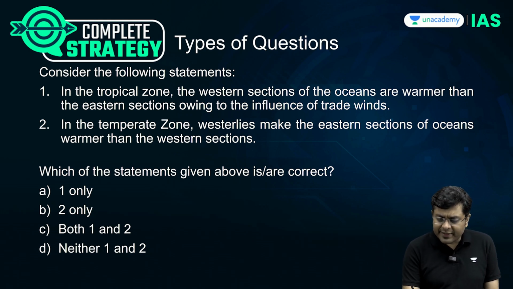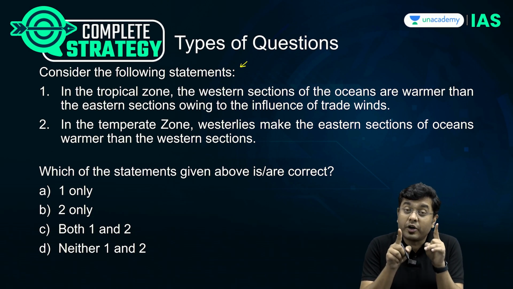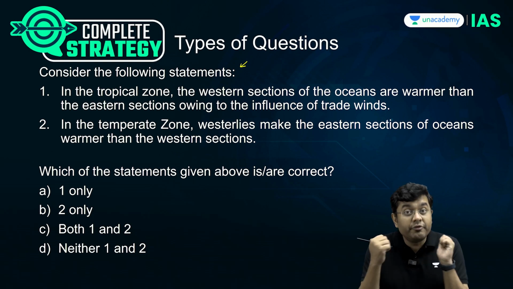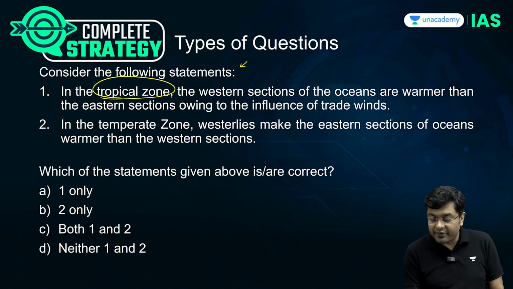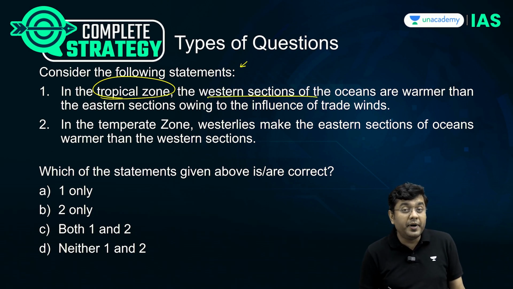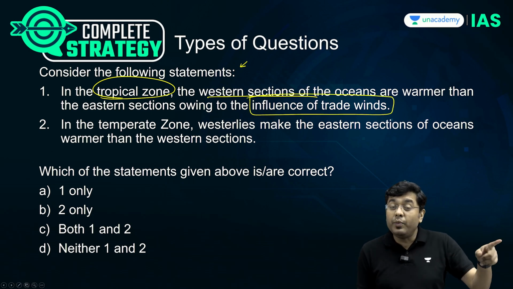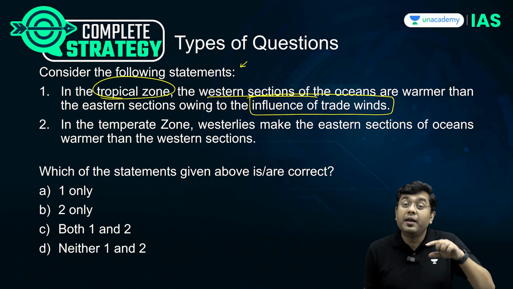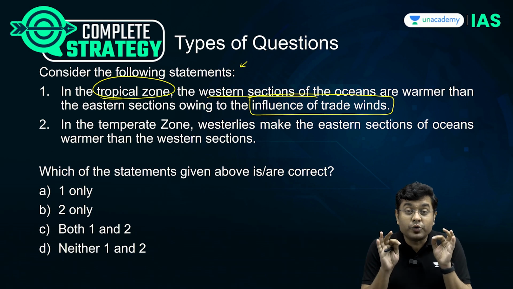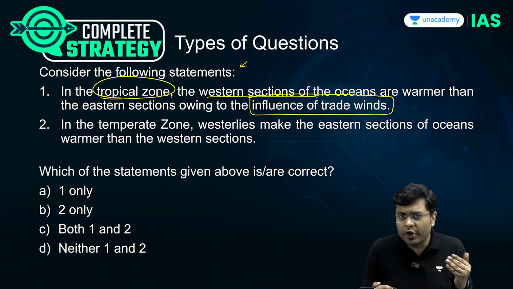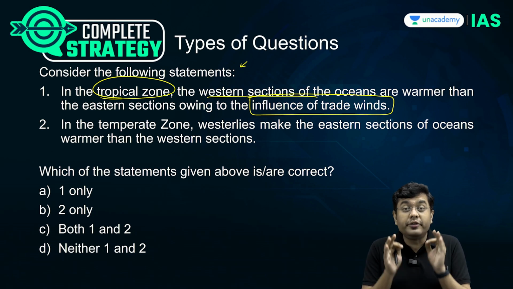For example, this is a question of climatology. But overall, this is not only a question of climatology, but oceanography is involved as well. This talks about how in the tropical zone, within the tropics, western sections of the oceans are warmer than the eastern sections owing to the influence of trade winds. So while trade winds is something that you study in the permanent wind system, the warming and cooling of the ocean due to upwelling and downwelling is something that you study in oceanography. So that tells you the importance of developing deeper concepts.